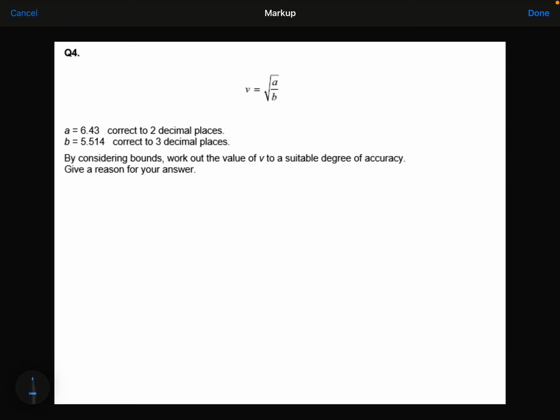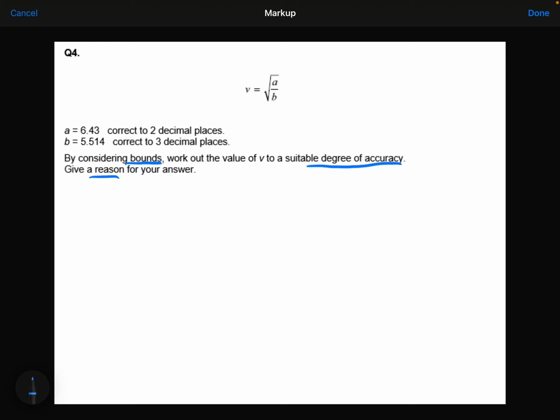We're told that v is the square root of a divided by b. We're told that a is 6.43, correct to 2 decimal places. We're told that b is 5.514, correct to 3 decimal places. By considering bounds, so that's the upper and the lower, we need to work out the value of v to a suitable degree of accuracy, and we need to give a reason for the answer.